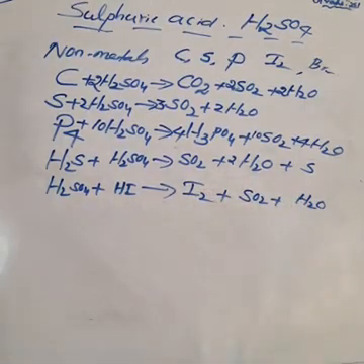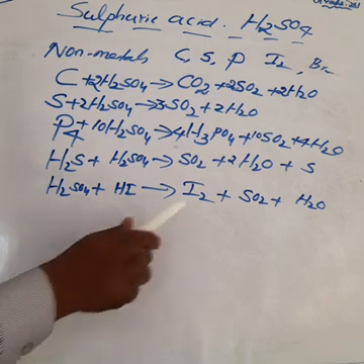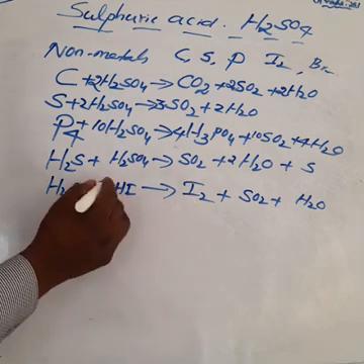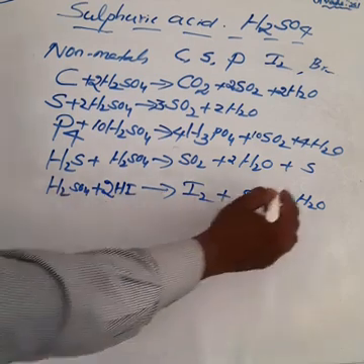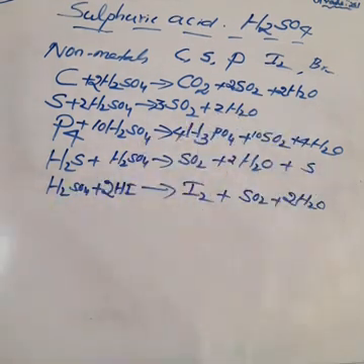How can you balance the equation? Here having I2, am I right? Product side. So make it 2HI. Now the equation is balanced. And about the water molecules, change the water molecules to 2 water molecules. Now the equation is balanced.